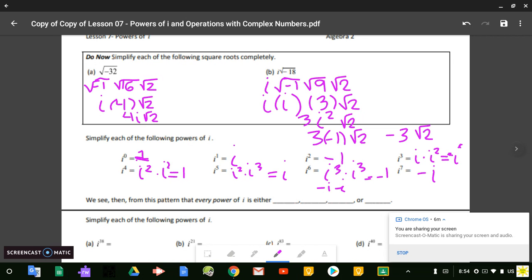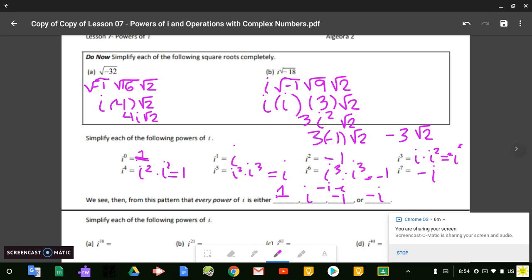So what you should notice here is I'm actually starting to get a pattern. i to the 0 was 1, i to the first was i, i squared is -1, and i to the third is -i. When I go to i to the fourth, it's going to cycle back to 1. So when I'm looking at powers of i, they follow a cycle from 1, i, -1, to -i. You'll never get any other value when you're cycling powers of i.